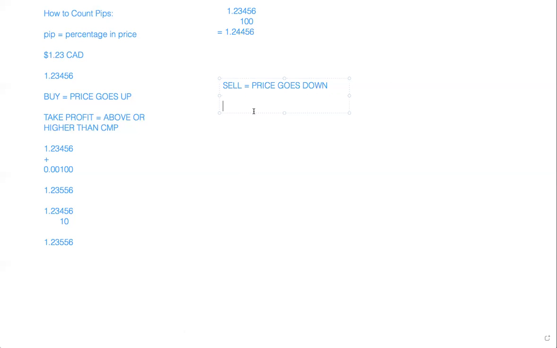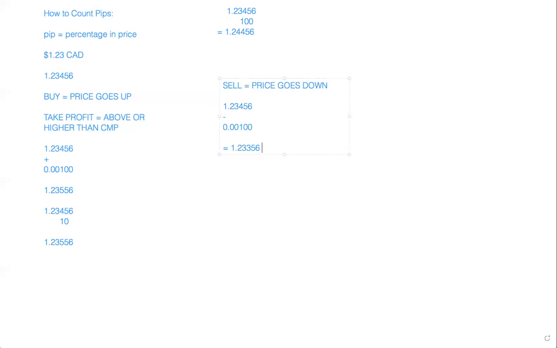So if we start with the same price, 1.23456, and we think that price is going to go down 10, then we would subtract 0.0010. And then again, same thing, you can just ignore the 6 or you can bring the 6 down with us. But in this case, we would get 1.2335 and then either bring the 6 or just ignore the 6.